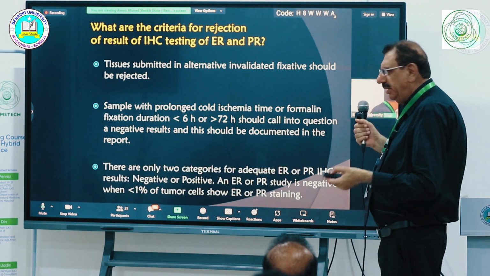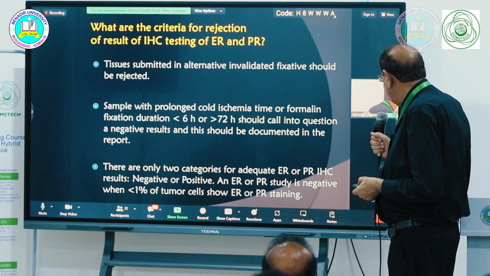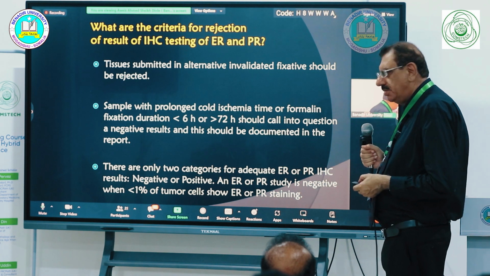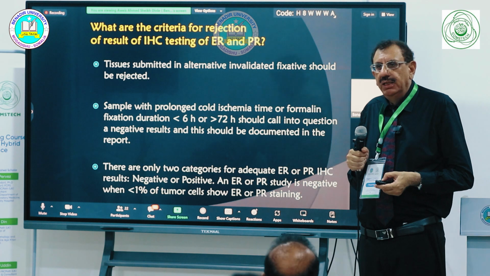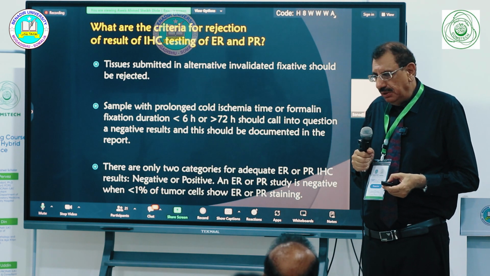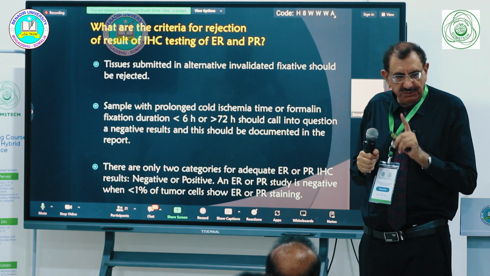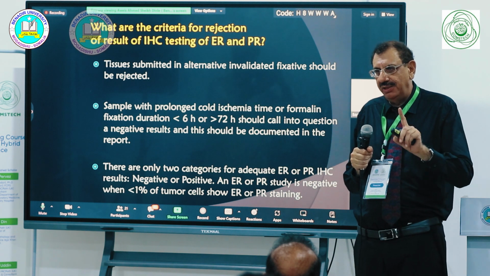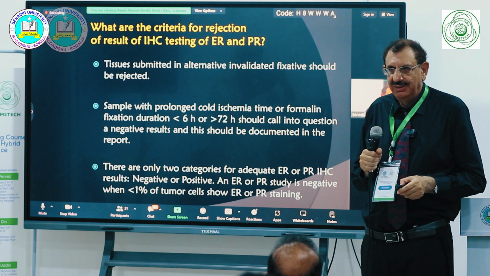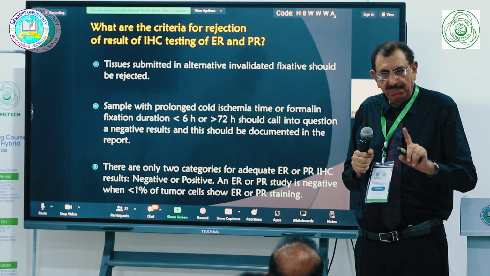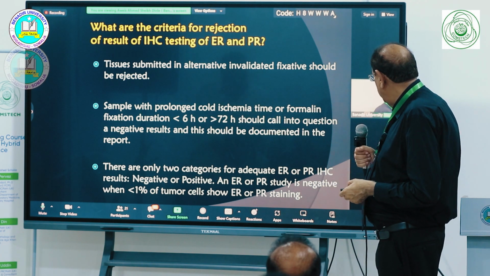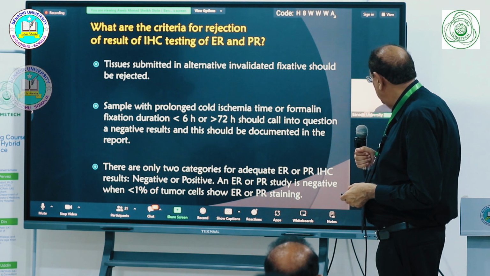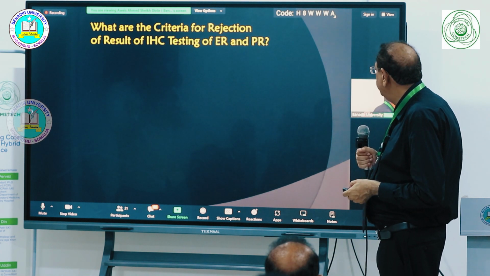There are only two categories for adequate ER or PR immunohistochemical results, negative or positive. Currently, a tumor which shows more than 1% of the tumor cells positive, we call estrogen receptor positive, right? 1%. But I will show you a little change which came recently.